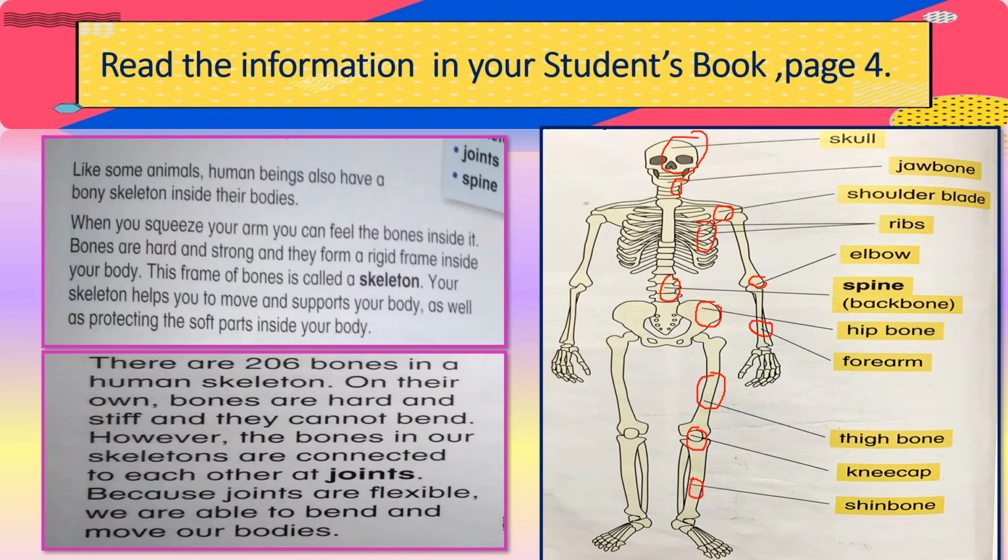So these are the different names of the different bones inside our bodies. The skull, jawbone, shoulder blade, ribs, elbow, spine or the backbone, hip bone, forearm, thigh bone, kneecap, and the shin bone.